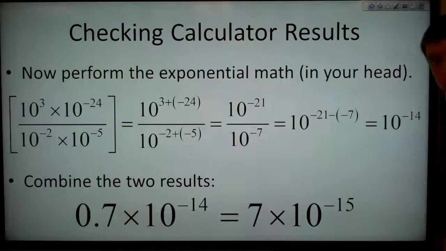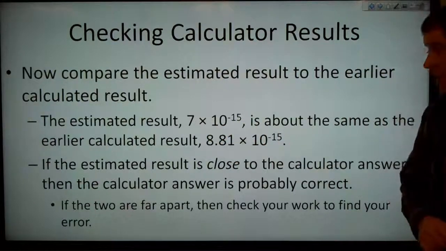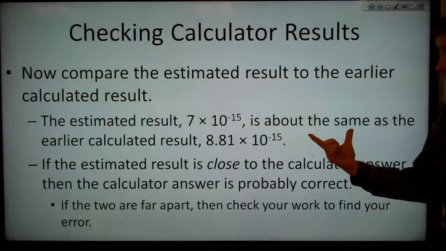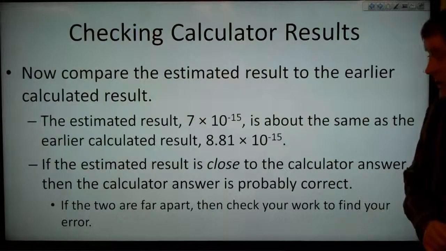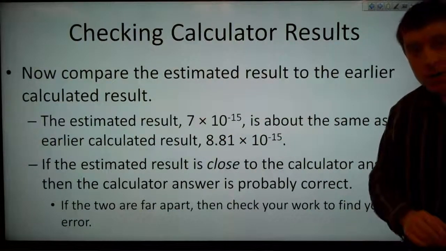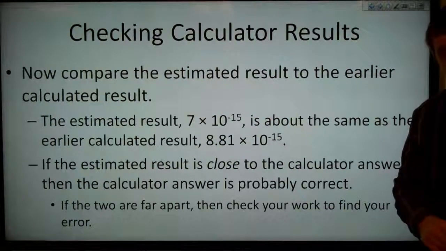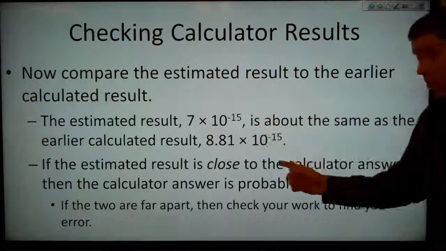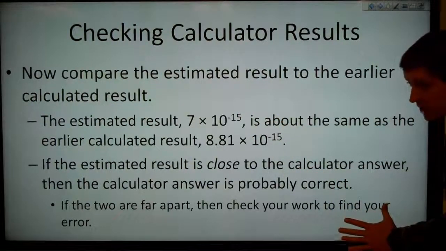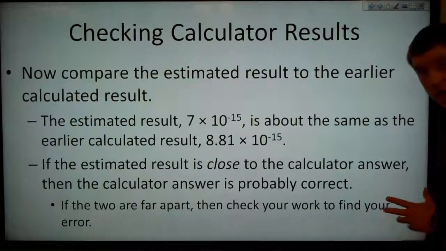And that's pretty close. 7 times 10 to the minus 15 is pretty close to the 8.81 times 10 to the minus 15 that we had. So we should be right. So again, our estimated result, 7 times 10 to the minus 15, is close to the calculated result, 8.81 times 10 to the minus 15. It's not going to be exactly the same because we've rounded the coefficient portion of the math, but 7 is pretty close to 8.8 as far as this is concerned. The 10 to the minus 15 should be exactly the same. So if the two answers are really far apart, then you need to check your work to find your errors, because you've got an error in there somewhere.